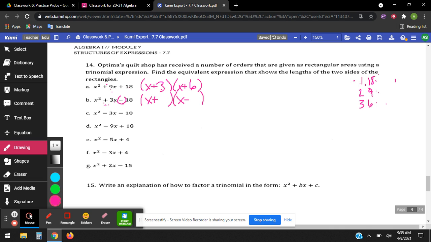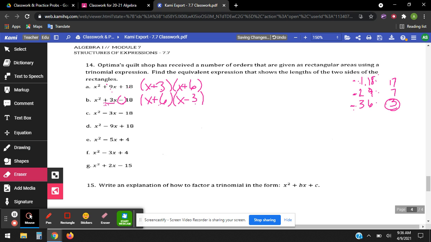So I'm going to have -1, -2, -3. So -1 plus 18 is 17, too big. -2 plus 9 is 7, still too big. -3 plus 6 is 3. This is the one I need because I have a 3 right here. So it's a -3 and a positive 6. 6 plus -3 is positive 3. 6 times -3 is -18.